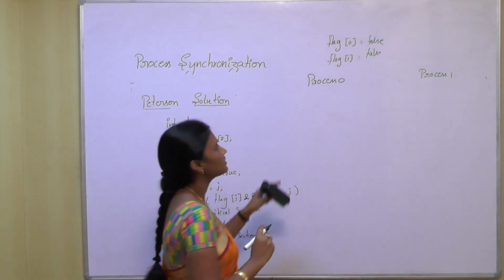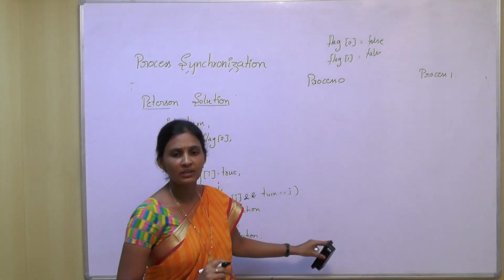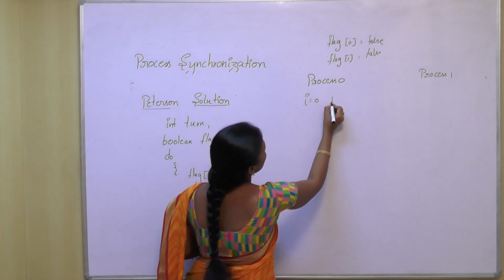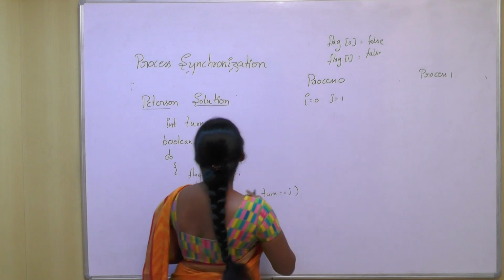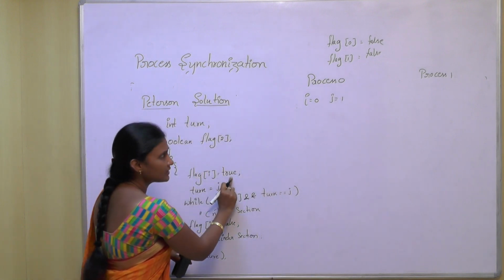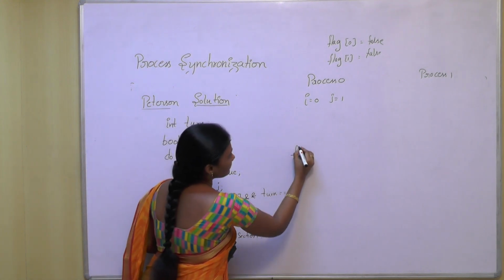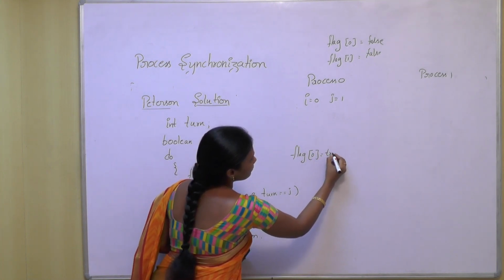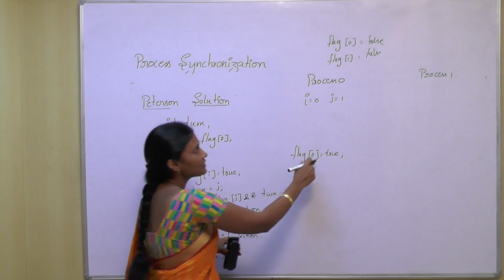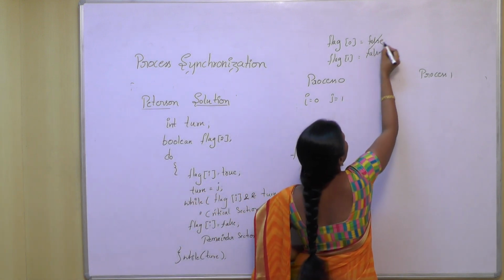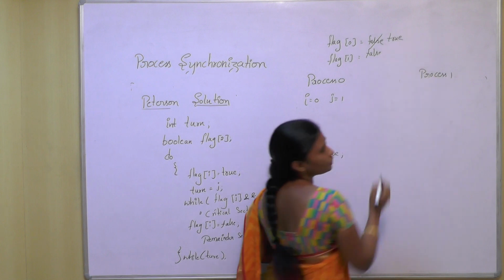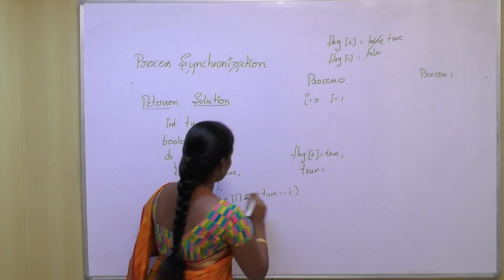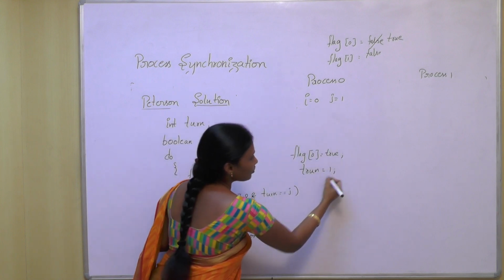Now first consider that process 0 wants to enter into the critical section. Initialize the values i equals 0 and j equals 1. Now first, flag of i equals true. So here flag of 0 equals true, meaning we already initialized flag of 0 as false, and that is changed to true. Now turn equals j. So what is j? j equals 1.